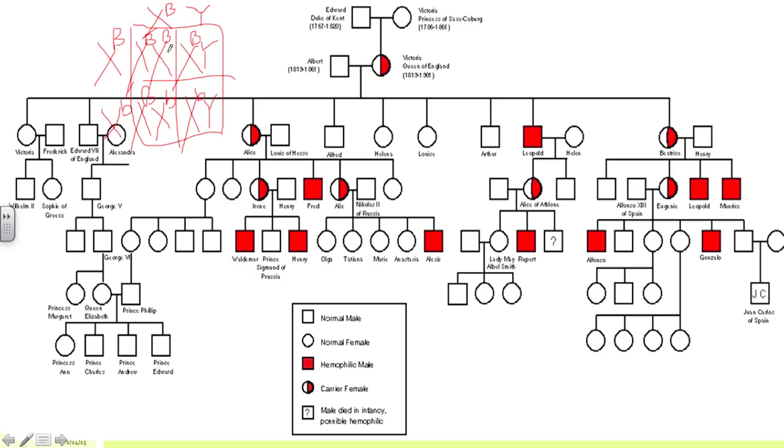So they had a 25% chance of having a female, XX, that was normal. They had a 25% chance of having a female that was a carrier. They had a 25% chance of being a male that was normal, and a 25% chance of having a male that was blind. And so this is what they got. This is Victoria, right? Because she is a carrier.